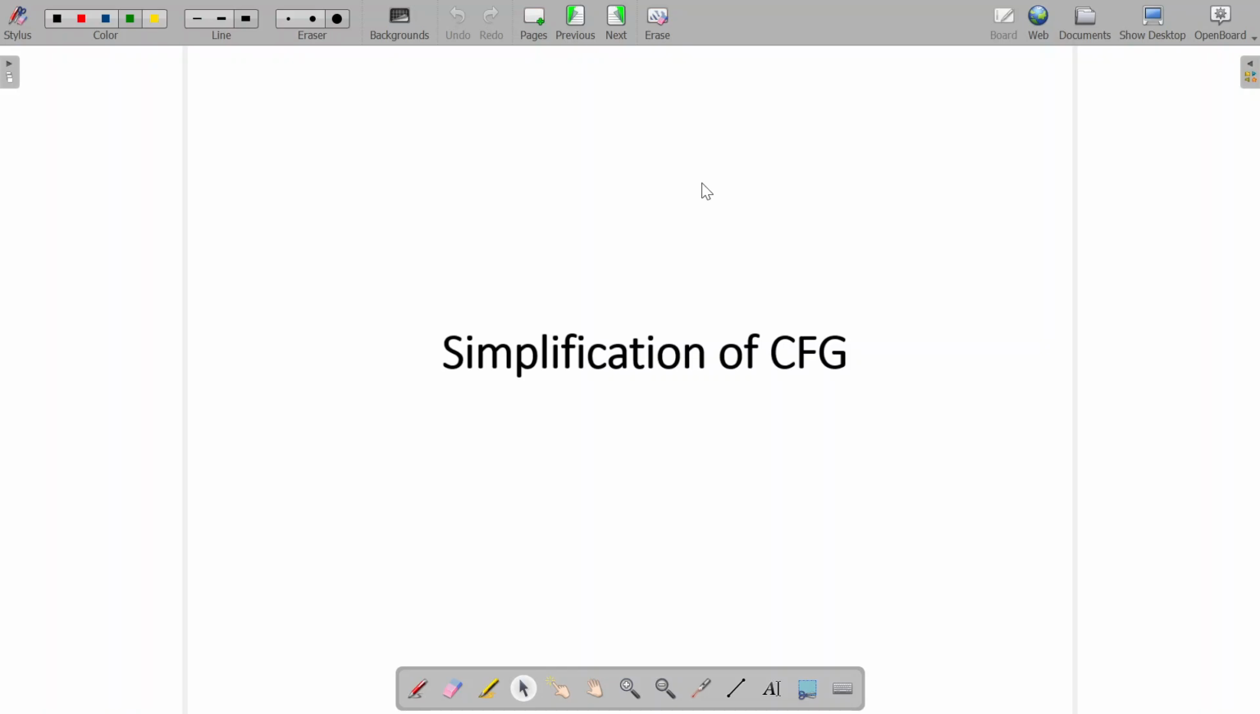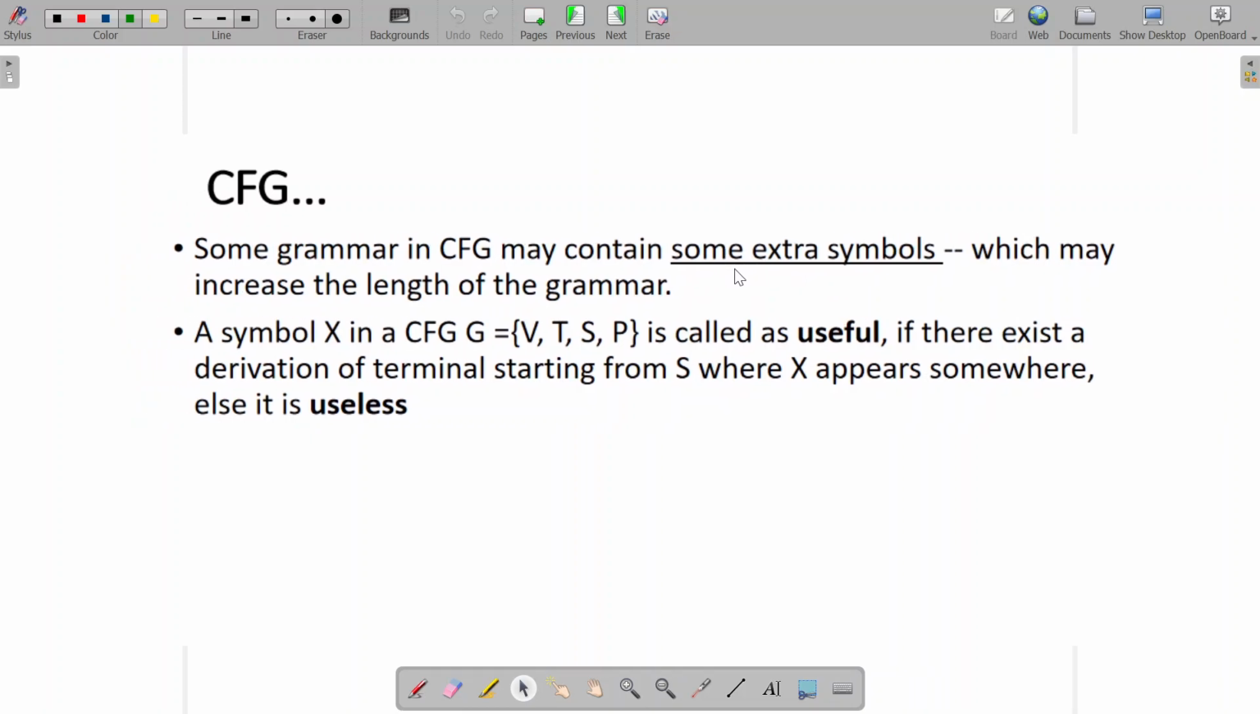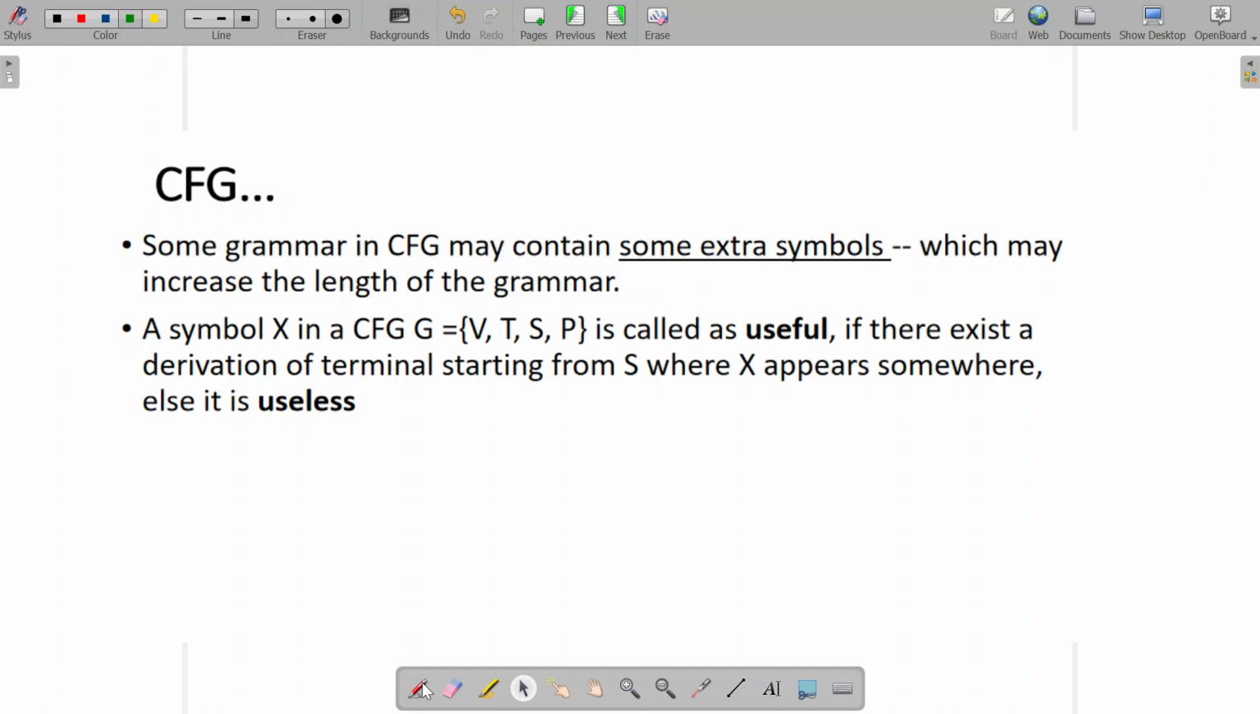Next topic is simplification of context-free grammar. In a context-free grammar, some grammar in CFG may contain some extra symbols. We are going to eliminate these extra symbols, which may increase the length of the grammar. If I have more extra symbols, it may increase the length. So we need to identify those extra symbols and remove those strings from the grammar.